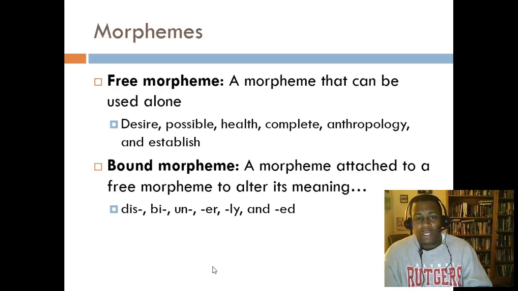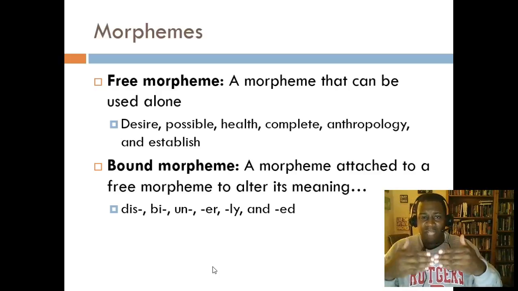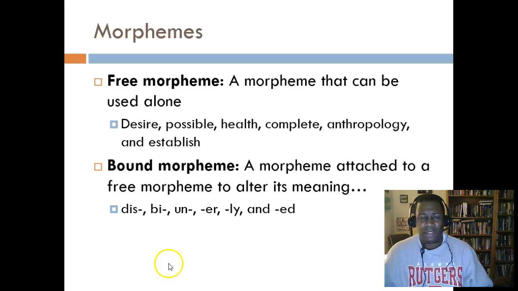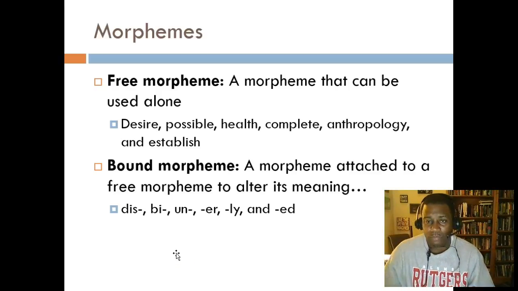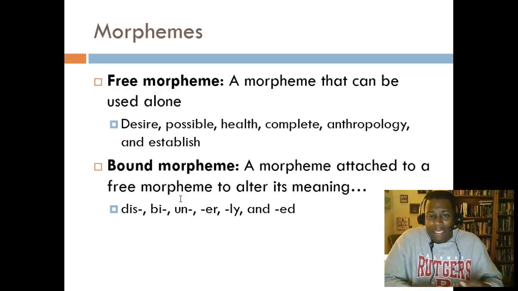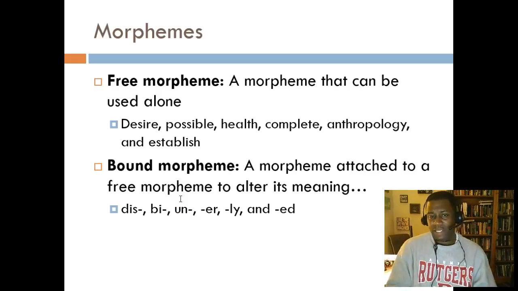So, desire is the free morpheme. Un is the bounded morpheme. Undesire. Im is the bounded morpheme, that is, I am. Possible is the free morpheme. Impossible. Incomplete. Right? Established, with the ed on the end. Established being the free morpheme, ed being the bounded morpheme.